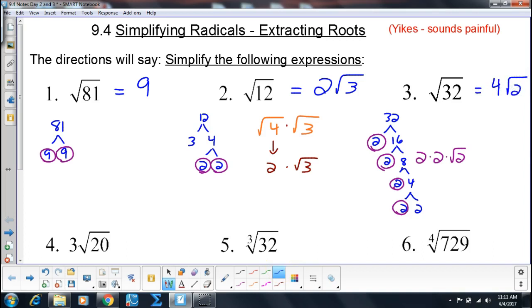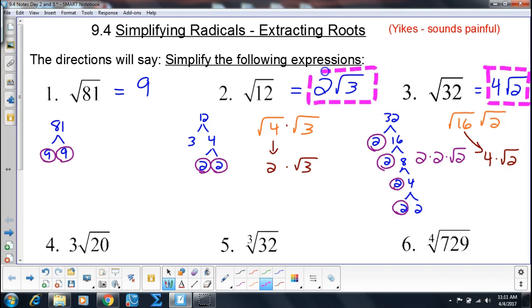Okay? If I'm looking at it the other way, the biggest perfect square factor in 32 is 16. And that leaves me with 2. And then that one becomes 4 times the square root of 2. Either way, there's the answers for the first 3.